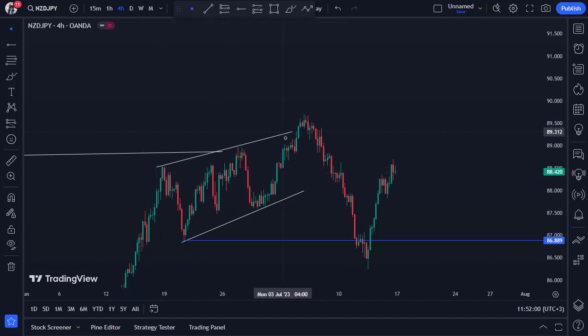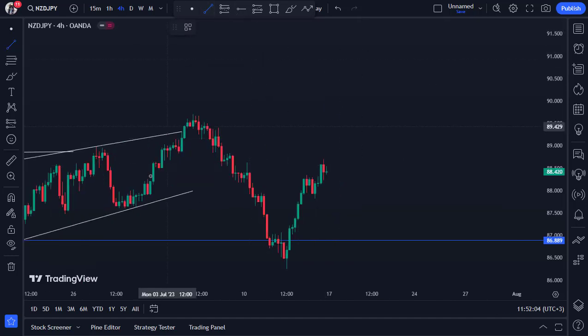Let me just adjust all of this. So we had this push to the downside. What I was to do is to draw this over here. Then we will look for a value area at the top over there. Now, our value area was to be on this area right here.